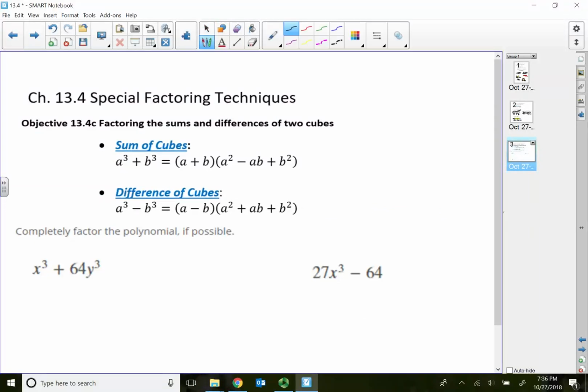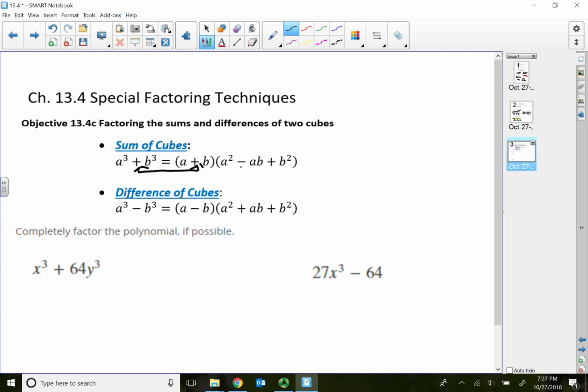So how do I know the problem I'm dealing with is a sum or difference of cubes? What you're going to see is two terms. Both terms are perfectly cubed. One is positive, one is negative. For our two types, my answer will always look like this. In the first parenthesis will be my a plus b. These two signs will always be the same. The next parenthesis will always be a squared minus ab plus b squared.